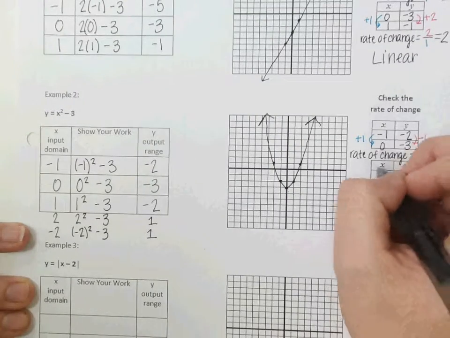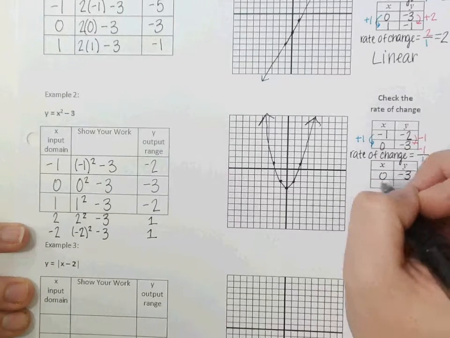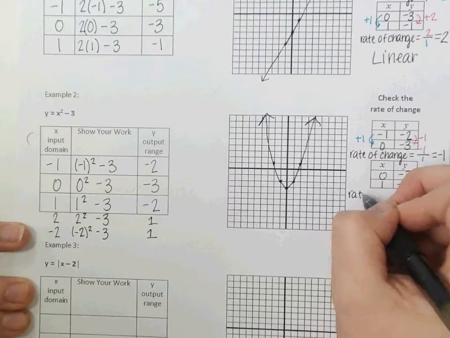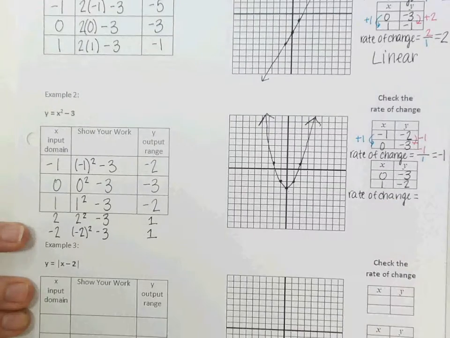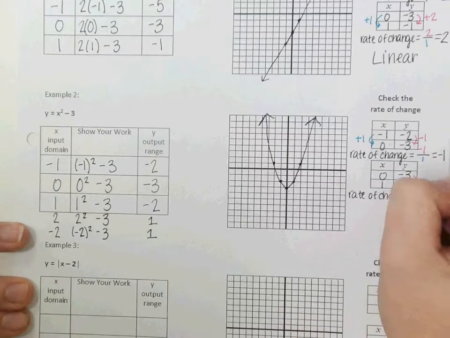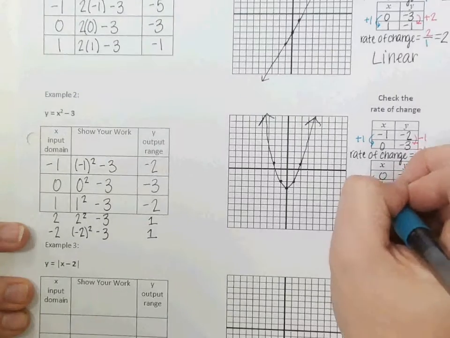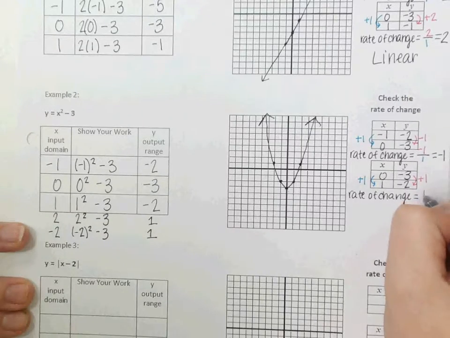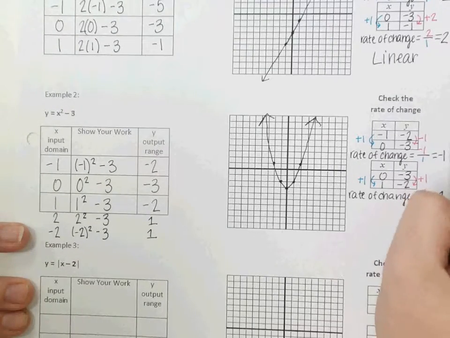So now let's take our second 2 points, and we have 0, negative 3, and 1, negative 2. So to find our rate of change, we start with our change in y, which in this case is increasing by 1. And our change in x's are also increasing by 1. So we're going to have 1 over 1, which gives us a rate of change of positive 1.